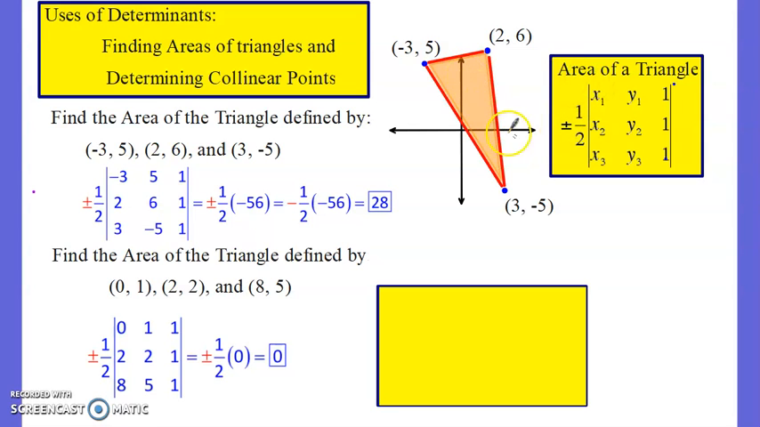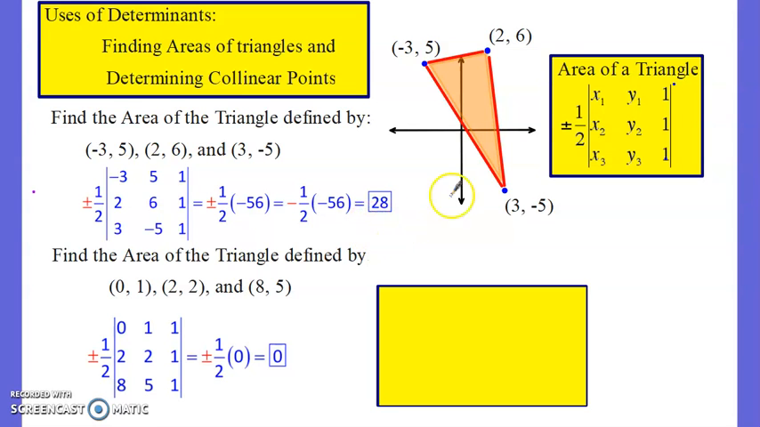Now, the area of a triangle shouldn't have two different answers. But what you have to remember is the area of a triangle should also never come up negative. So if we happen to get a determinant like -56 that comes up as a negative number, we technically just want the -1/2 to be multiplied by that.